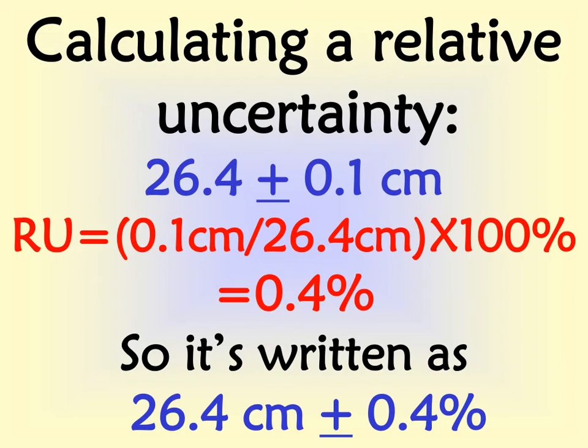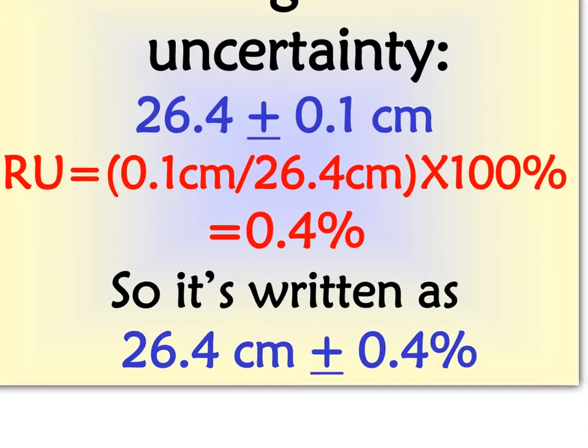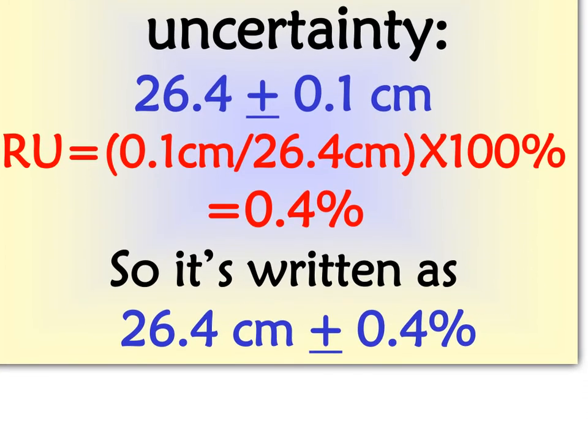So the way we're going to write it then is we're going to write it as 26.4 centimeters plus or minus 0.4%. What we do is we put the units with the measurement because the units of our relative uncertainty are percent. So with the absolute uncertainty, notice we put the units out at the end. So we could say the measurement plus or minus the uncertainty and then the unit. But with the relative uncertainty, we have to put the unit with the original measurement because the units of the relative uncertainty are percent. So 26.4 centimeters plus or minus 0.4%.